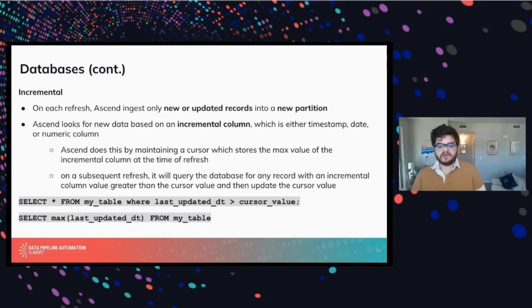So for example, if you think about you do your first ingest of the entire table when you're doing incremental, you store the cursor value for the max value of last updated date. So you know that, okay, next time I refresh, I need all records that come after that. Then when we do the next refresh, we're going to run a very similar SQL statement that's just, hey, give me all the records from my table where the last updated date is greater than this cursor value, ingest those into a new partition, and then update the cursor value based on the new max value of this last updated date.